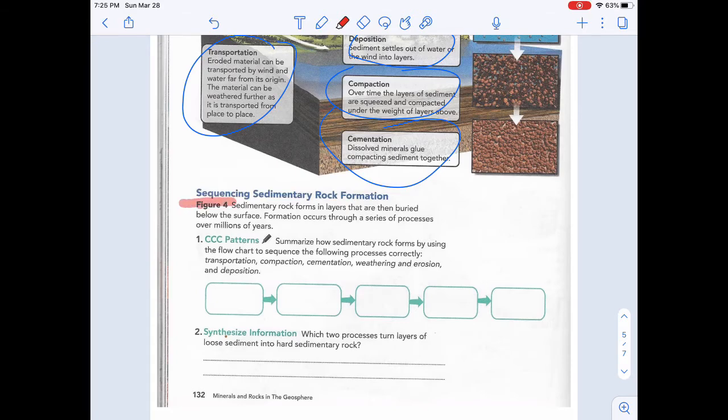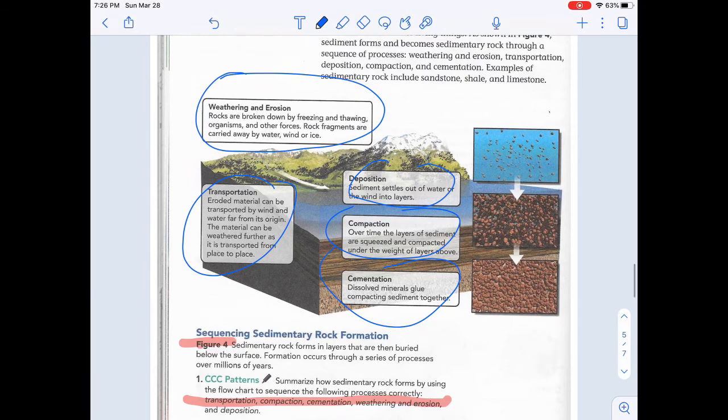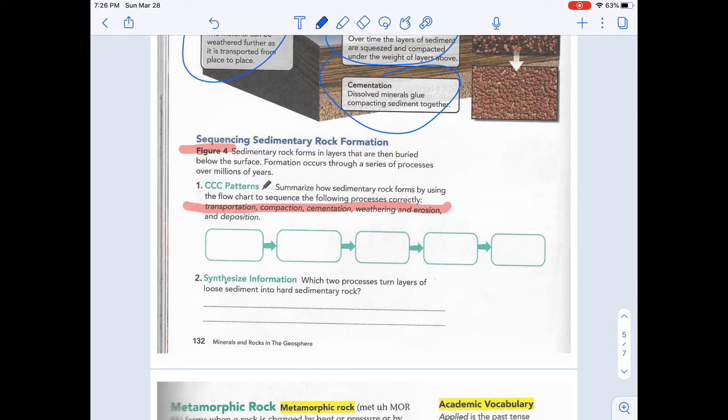It says sedimentary rocks form in layers that are then buried below the surface. Formation occurs through a series of processes over millions of years. Summarize how sedimentary rocks form by using the flow chart to sequence the following processes: transportation, compaction, cementation, weathering, and erosion. So you need to take these steps in the process and put them into the correct box where they go. So the very first step is weathering and erosion.